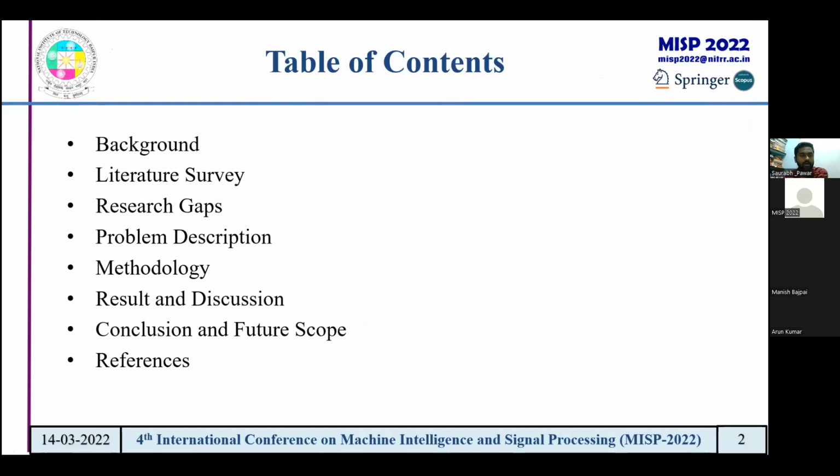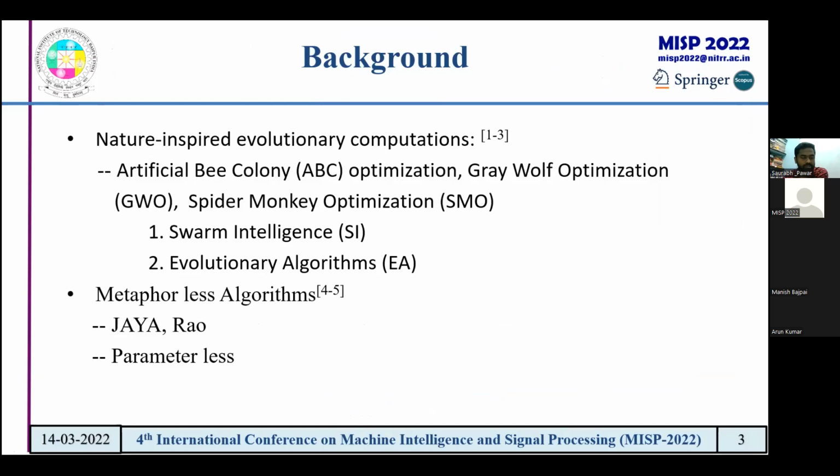So these are the table of contents: background, literature survey, research gaps, problem description, methodology, discussion and results, and conclusion and references. Towards the background, we know that nature-inspired evolutionary computation includes various algorithms like artificial bee colony optimization, gray wolf optimization, spider monkey optimization.